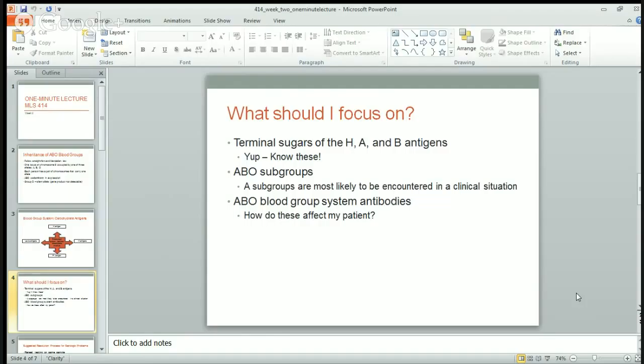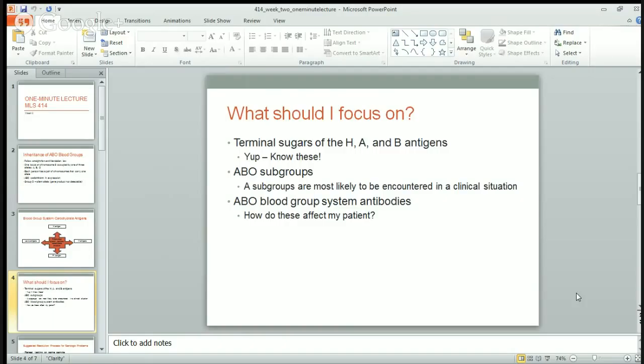And then you also need to understand the ABO blood group system antibodies that we create as a result of being the blood type that we are. For example, I'm type B, so how does this affect me, and how does this affect subsequent transfusions that you would give me because I am type B?